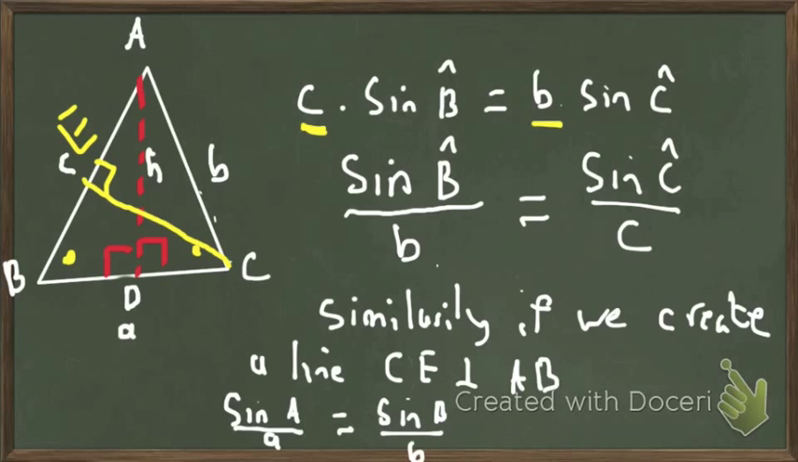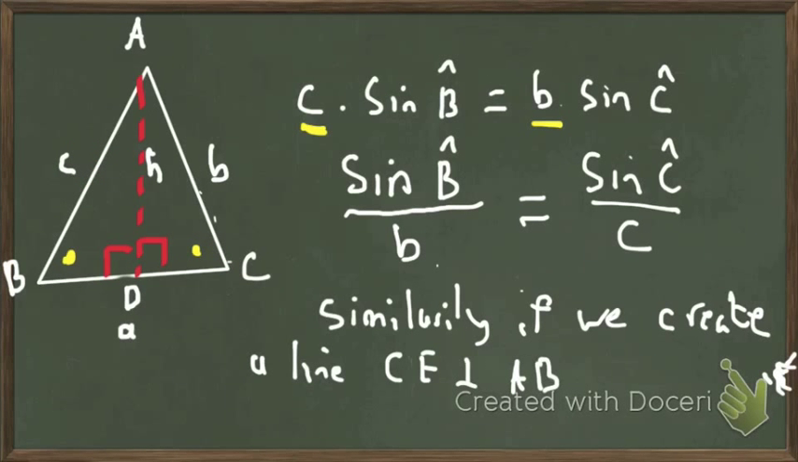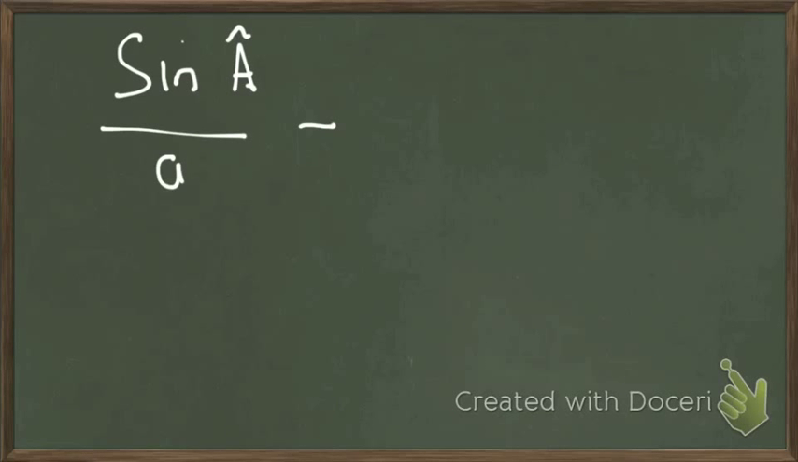So the page is getting a bit cluttered, so I'm just going to take that out for now. But by repeating the same process, just with a different construction, we could then prove what we know to be the sine rule, which basically says this.